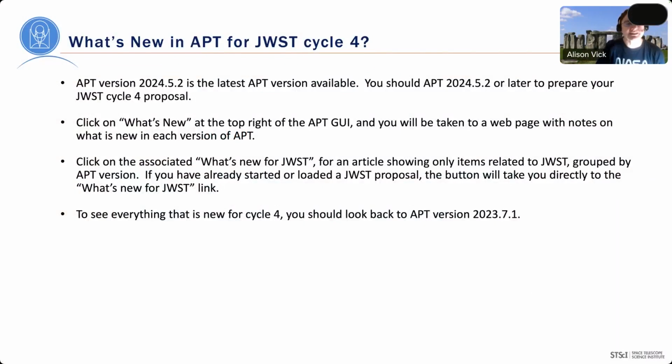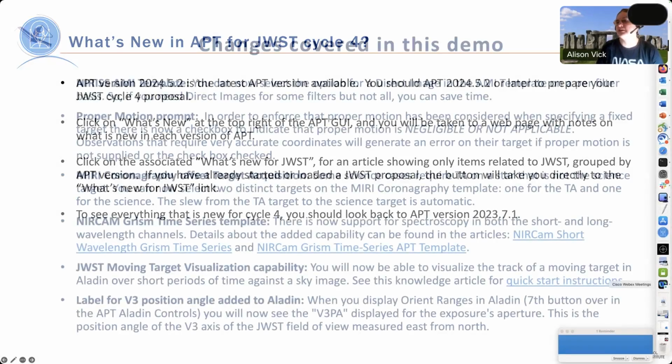If you want to see a list of everything that's new for APT, for JWST, you want to click on the What's New button at the top right of the APT GUI. You'll be taken to a web page with notes on what is new for each version of APT. And I'm actually going to demo that.